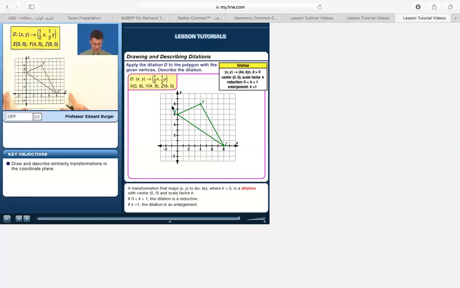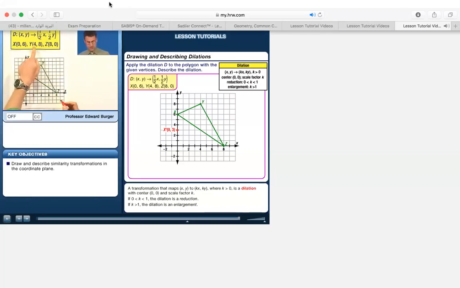So all the new points are smaller. You can see the x, y, and z triangle, and now every coordinate is going to be multiplied by a half. So 0, 6 goes to 0, 3. So this x goes to 0, 3, which is right here. I call that x prime.